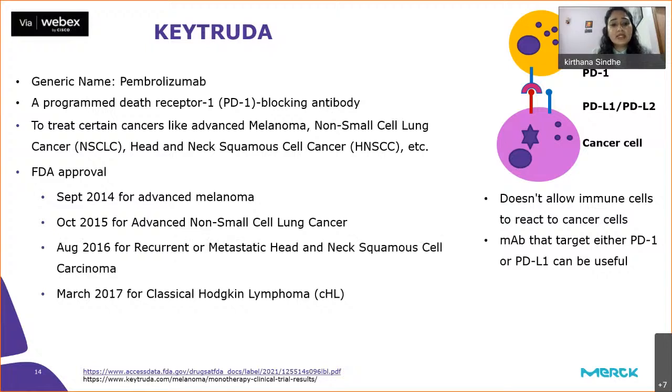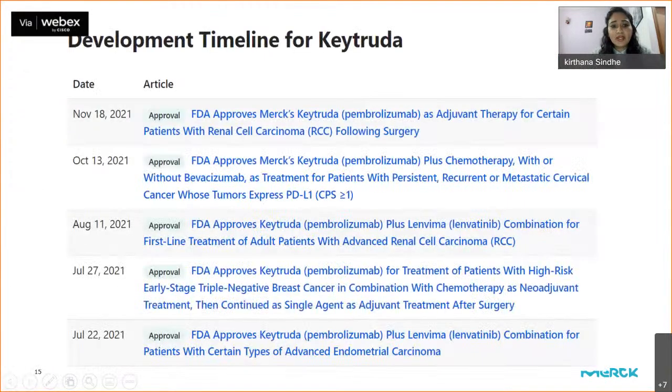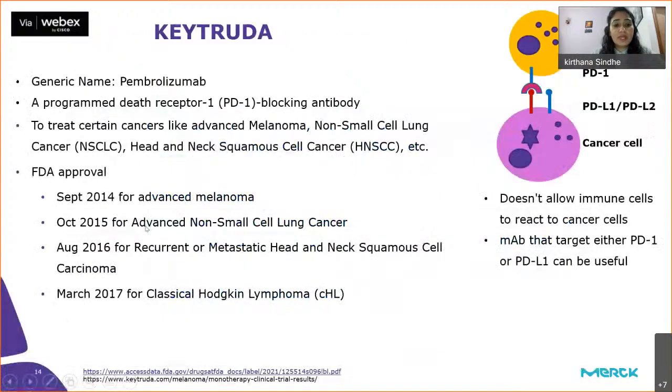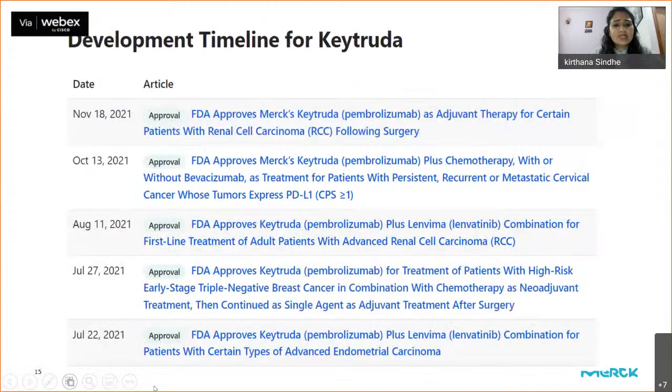And as the years passed by, it was approved for various other indications within the cancer. So this is how you can repurpose the same drug for different disease indications. This is an example of Keytruda, and you will see its development timeline, though here I mentioned till 2017, you see there's multiple approvals for Keytruda.